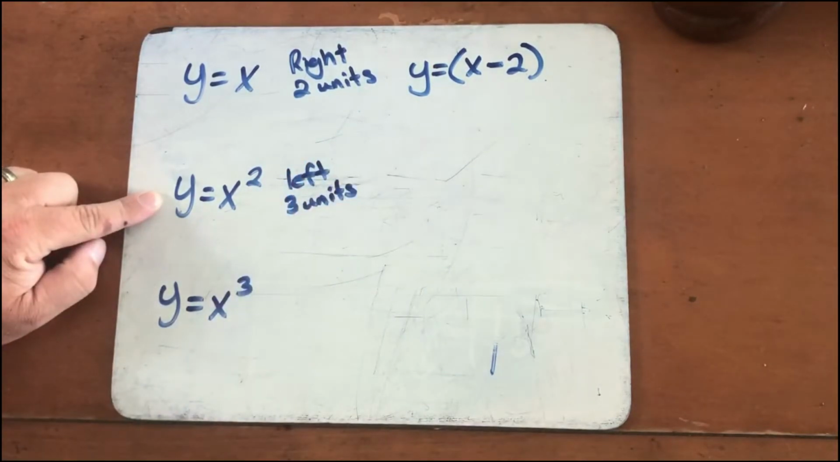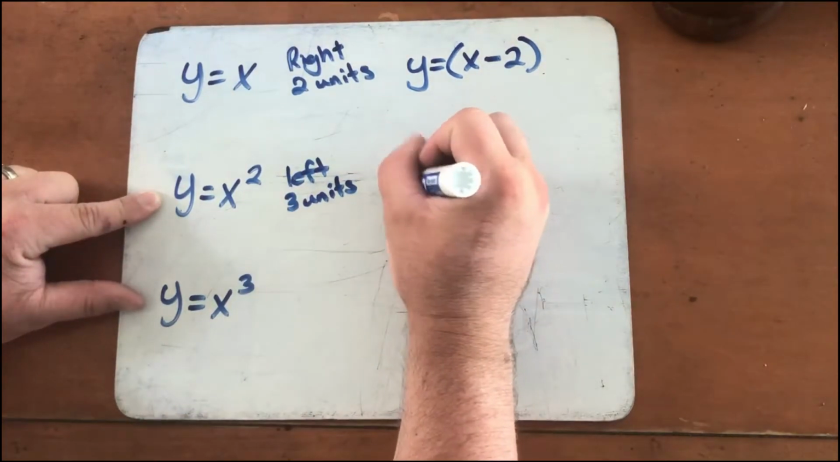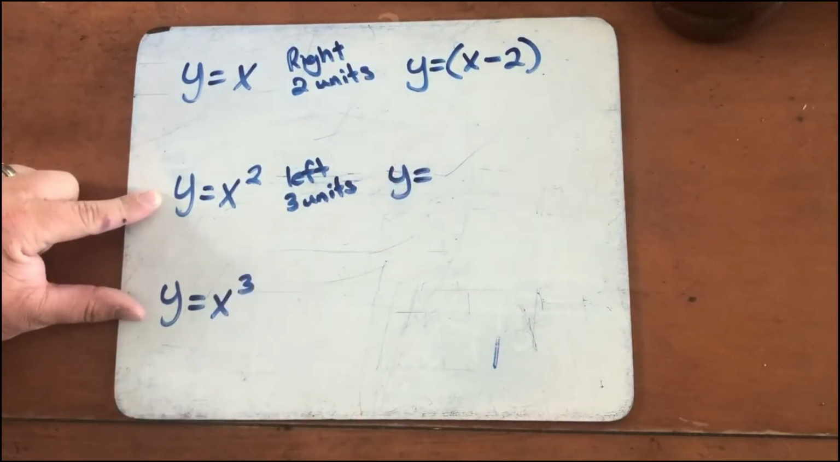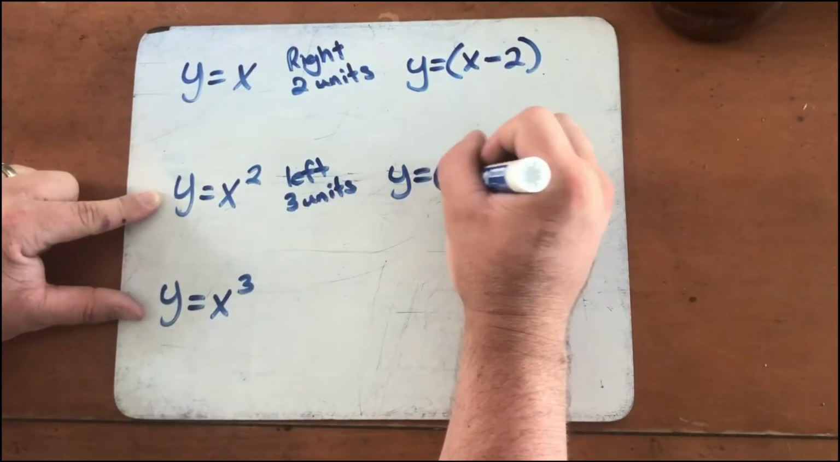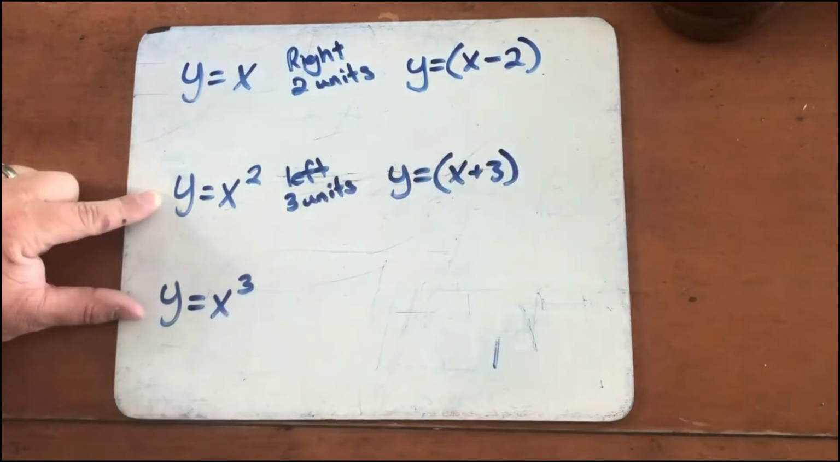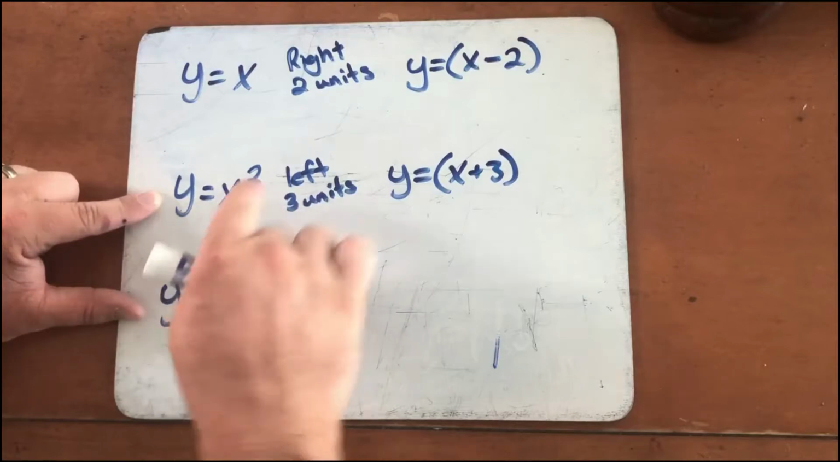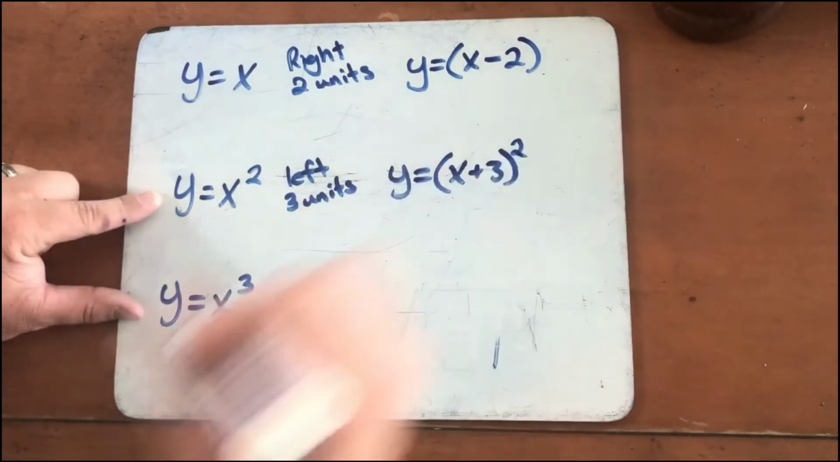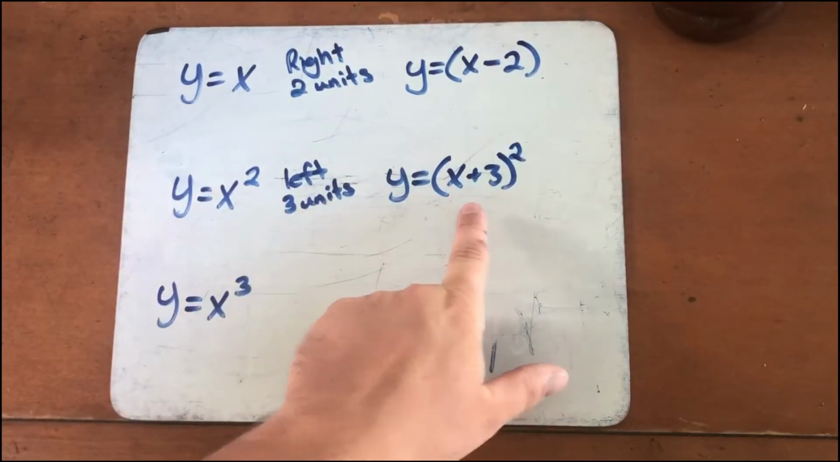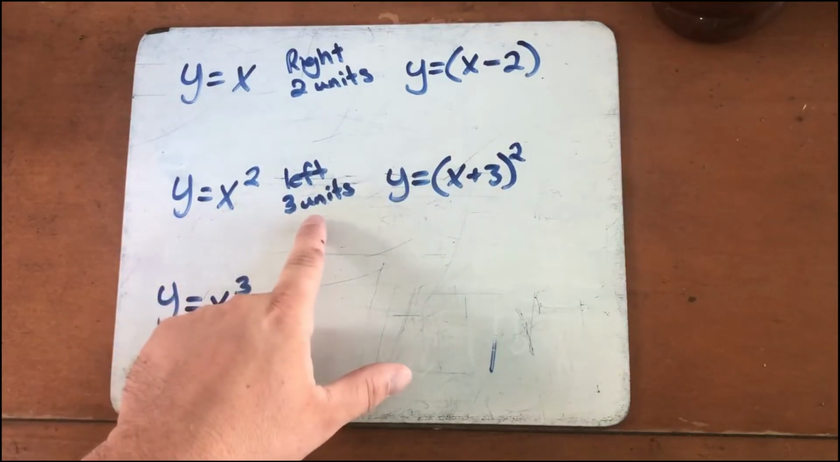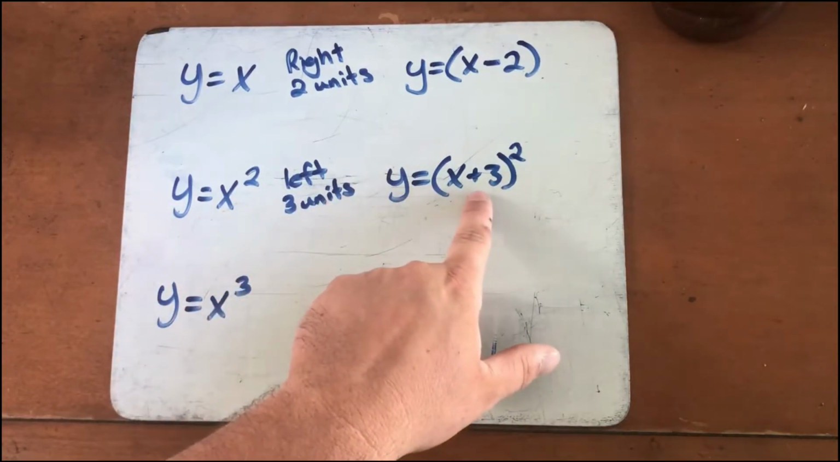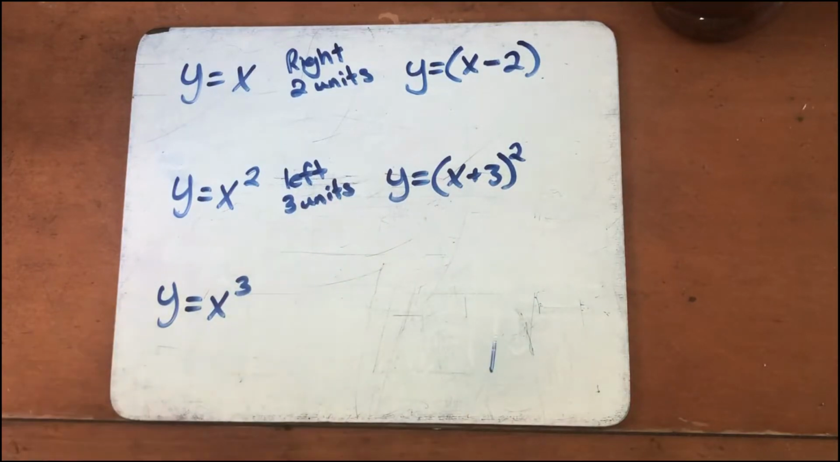3 units. All right, once again, I have to group it with the x. So grouping it with the x means that it's going to be x plus 3 grouped together, but then I can't forget my square, and that goes on the outside of the parentheses. So I have shifted y equals x squared 3 units to the left. Remember, opposite of the sign.